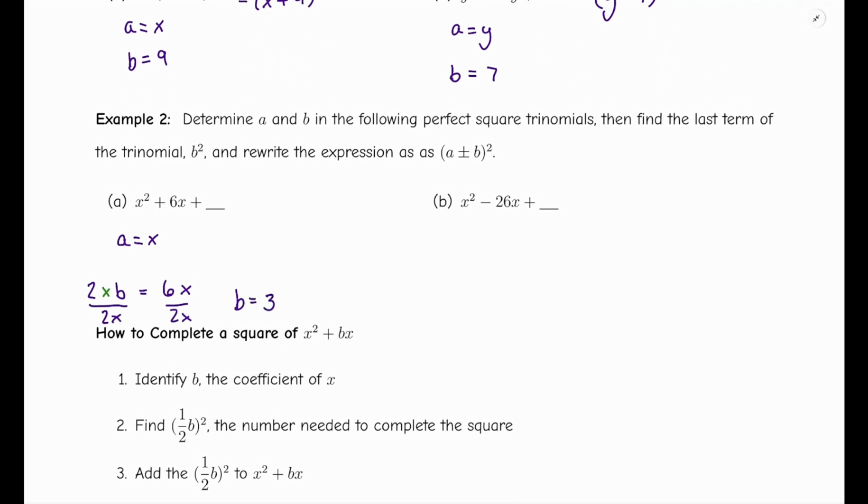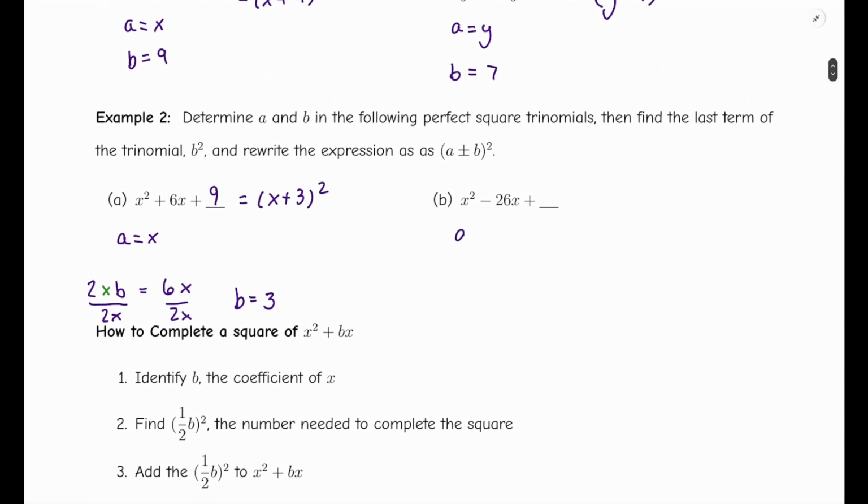So in other words, b is equal to half of that middle term. So then I need to add 3 squared, which is 9. And then this is equal to x plus 3 squared.